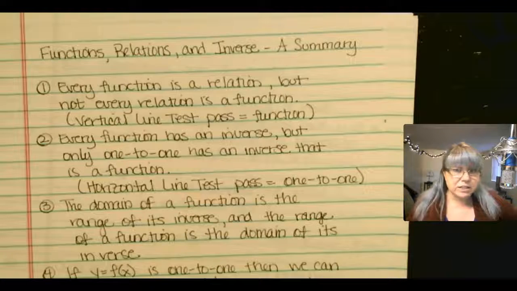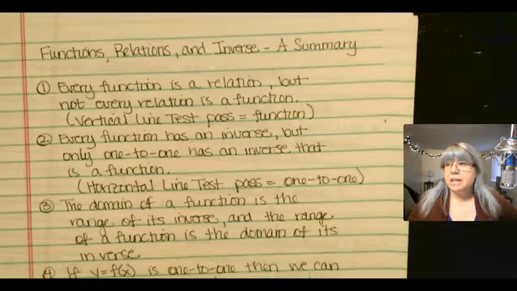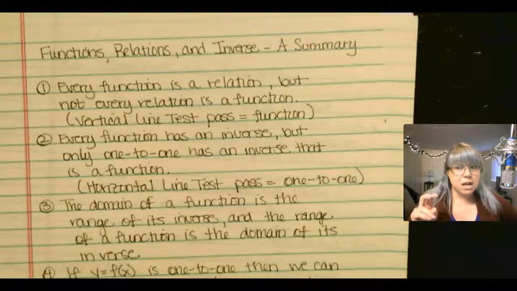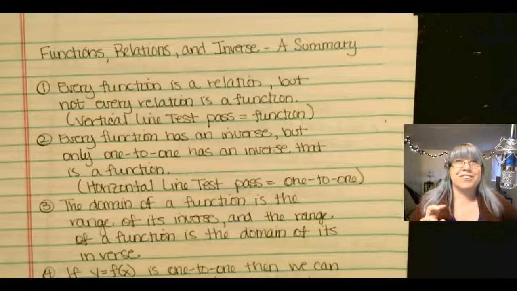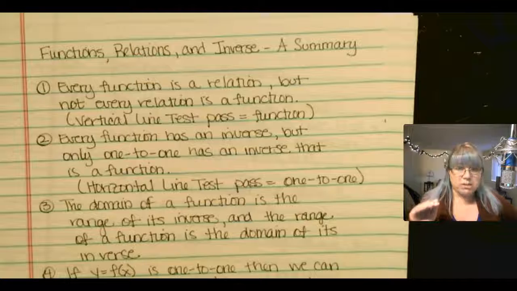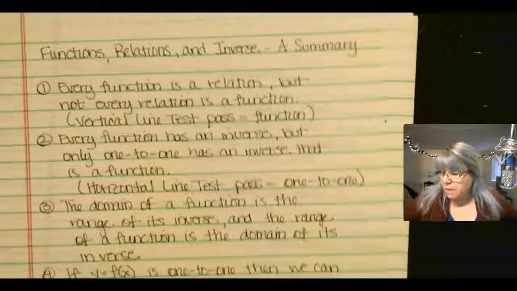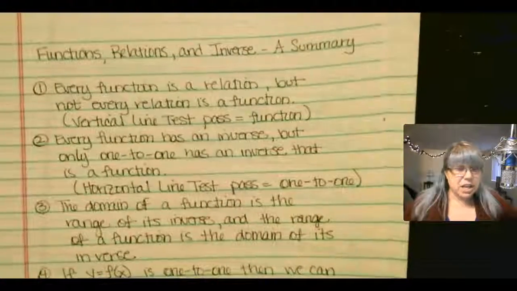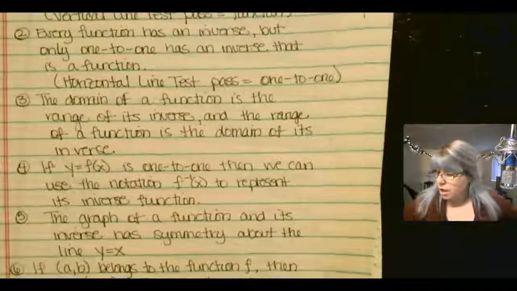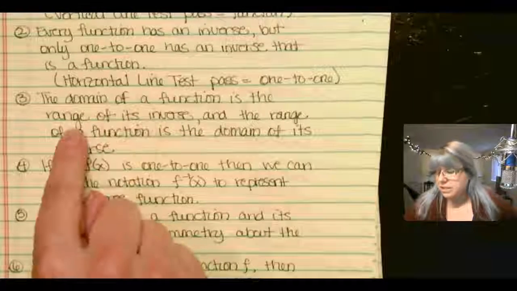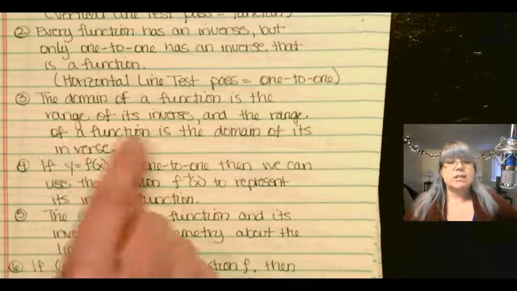Every function has an inverse, but not every inverse is a function itself. It has to pass the horizontal line test. If the original function already passed the vertical line test, and it also passes the horizontal line test, then its inverse is going to be a function. The domain of a function is the range of its inverse, and the range of the function is the domain of its inverse.